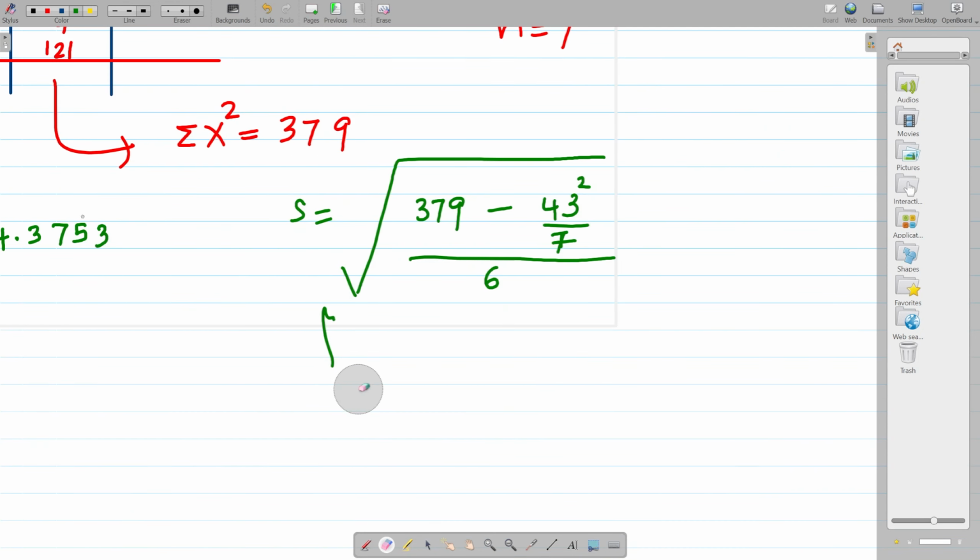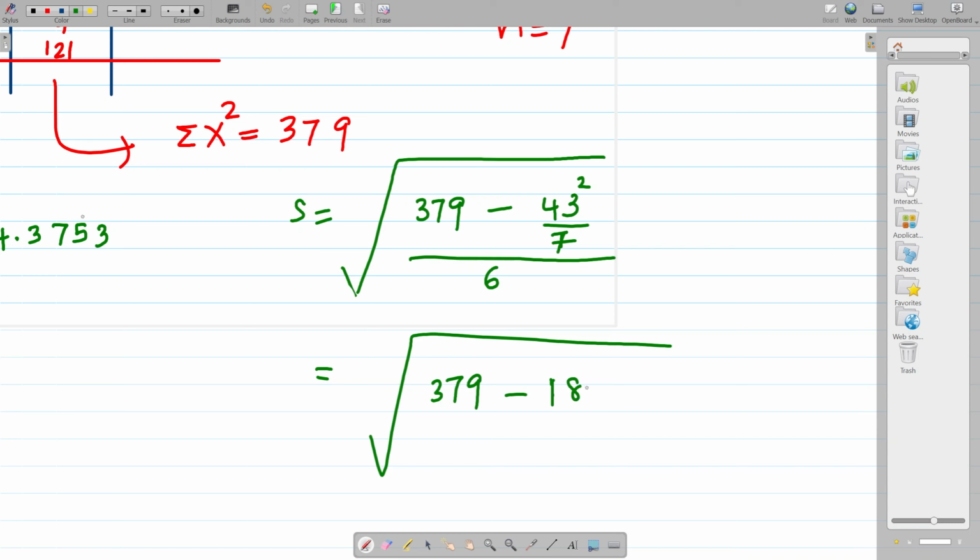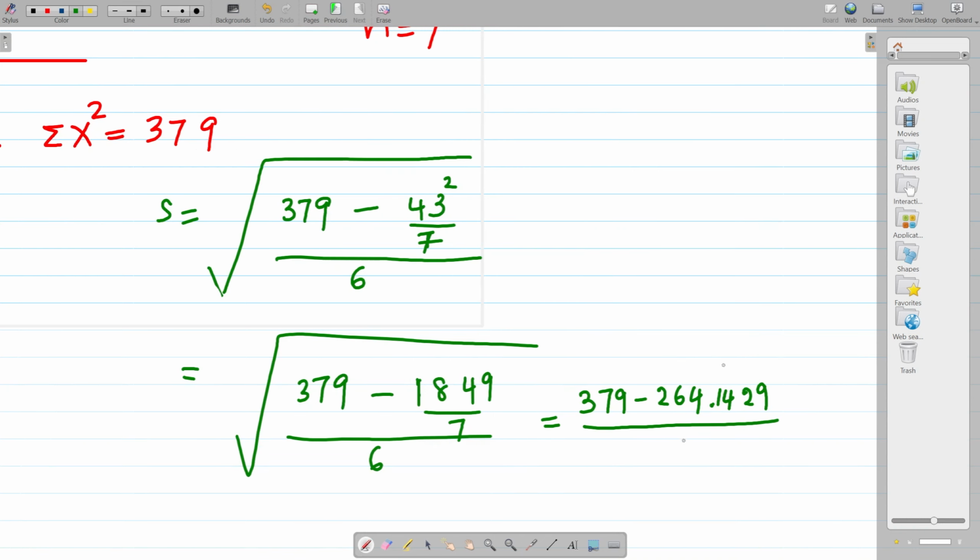Let me simplify this a bit more because some students do not understand how we can do that. The square of 43 is 1849. Then you should divide that by 7, and the total upper term should be divided by 6. The answer for 1849 divided by 7 is 264.1429. That should be divided by 6. This is how you simplify.